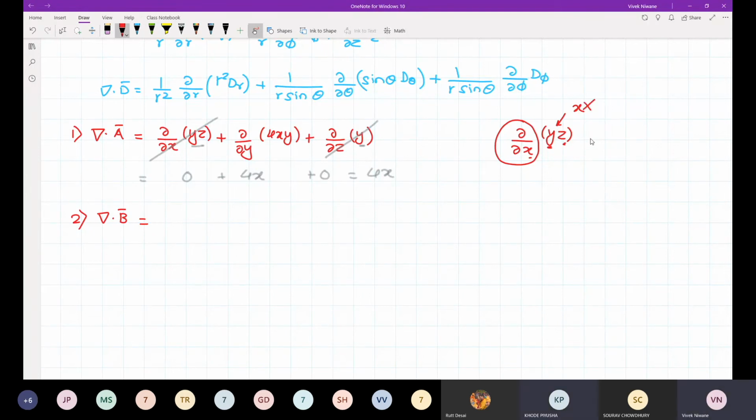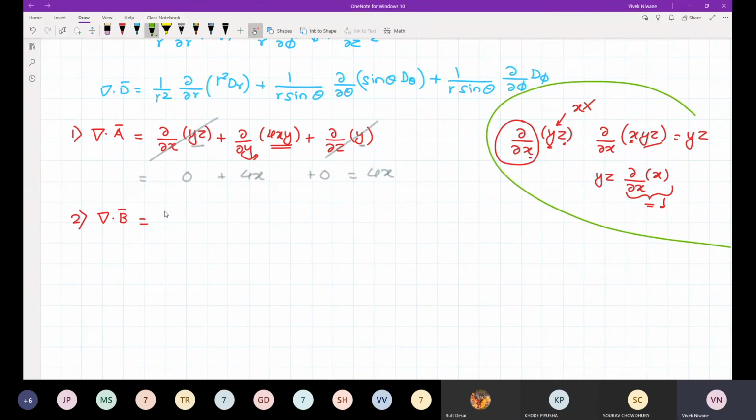x नव्हता इथं. If it were ∂/∂x of xyz, then this differentiation is going to consider x as a variable and yz as a constant. So we would have written this one as ∂/∂x of x times yz. The value of this differentiation is 1, so the result would be yz. Here in 4x, x is a constant because y was the variable. So ∂/∂y of y, so 4x. Okay.